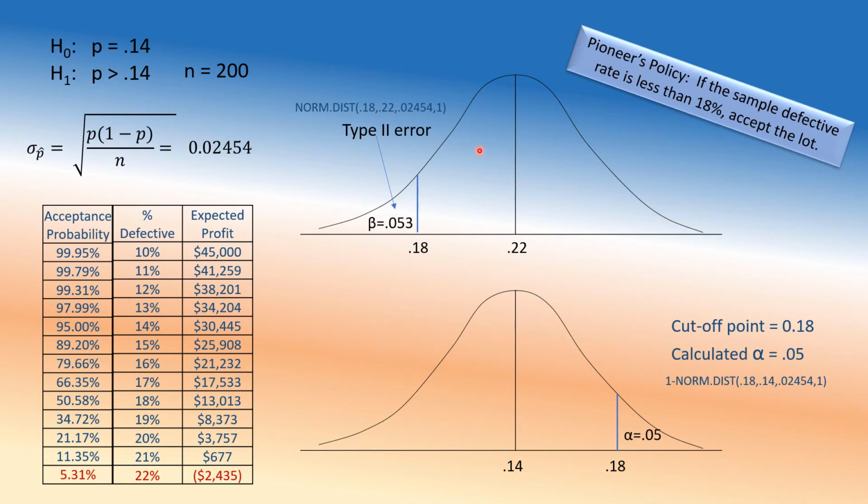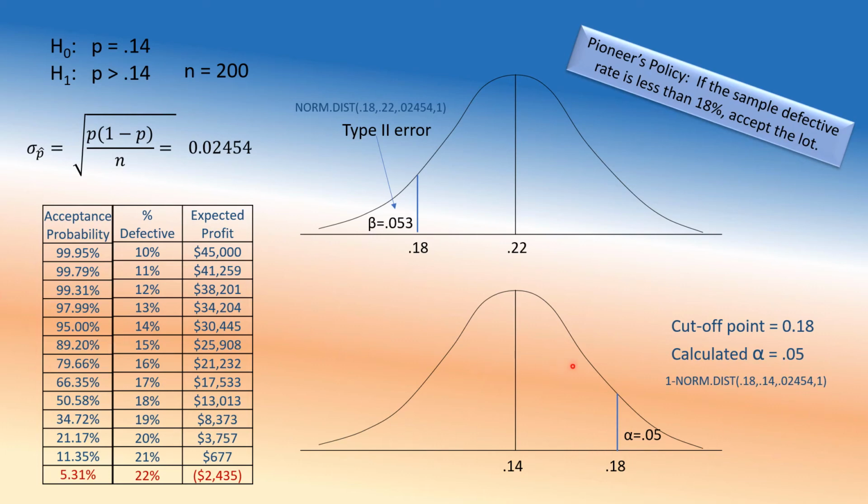Once again, use the normal distribution. So at 21% defective, our type 2 error is 11.35%. That's the probability of acceptance, which means you're accepting a lot which is this defective. If it's 20% defective, it's 21.17%. 19%, this much. 18%, this much. Look at 14%. 95% acceptance, which means 5% rejection. So at 18%, 95% we're going to accept it, 5% we reject it. And that 5% is called type 1 error. Rejecting a good lot.